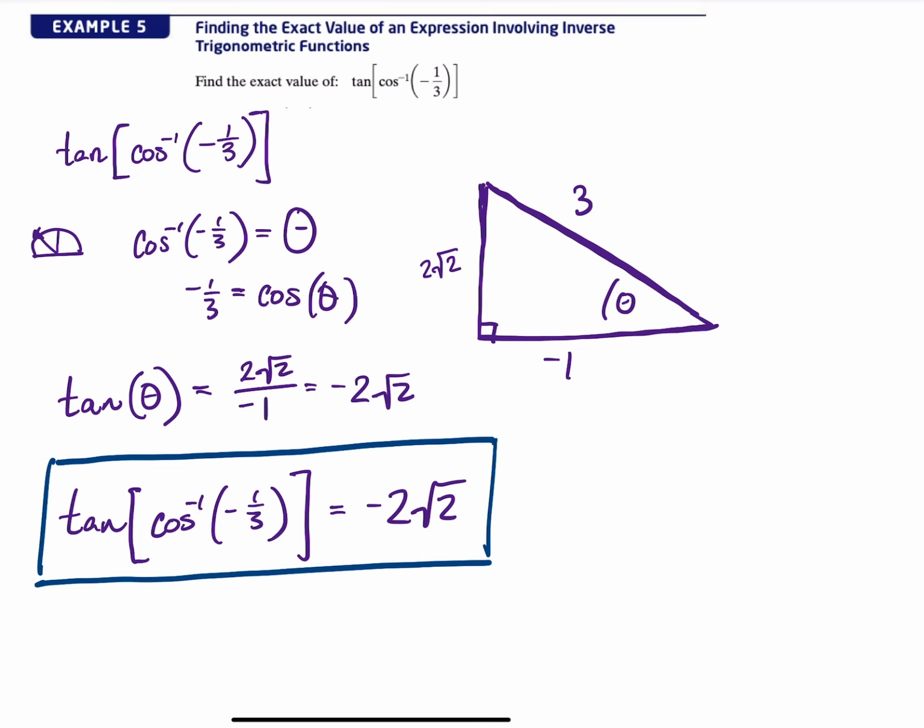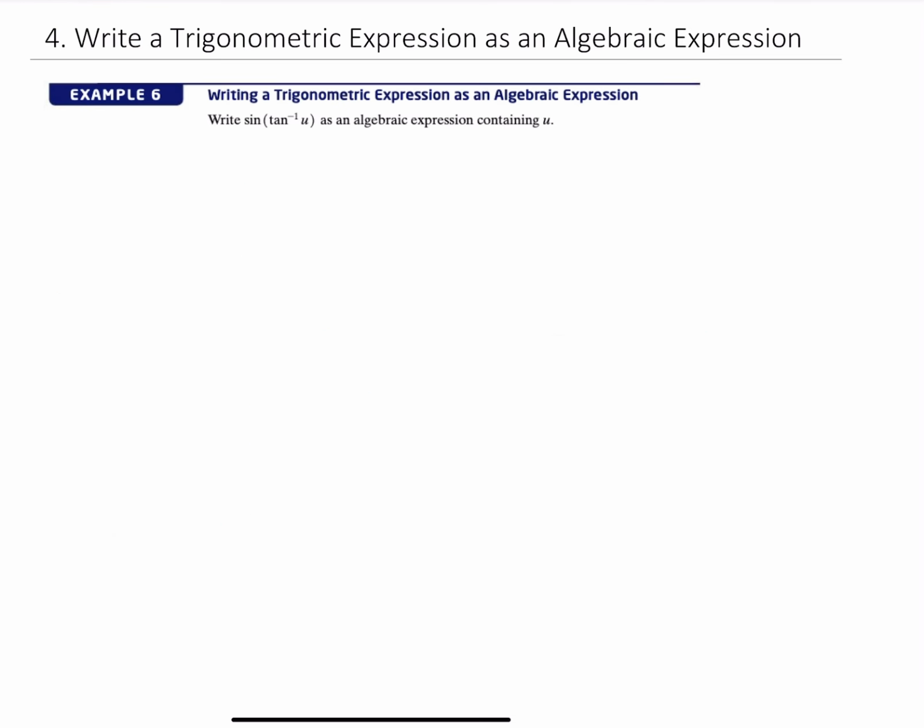Okay, the last section, they're calling this writing a trigonometric expression as an algebraic expression. So let's see what they mean. They want us to write the sine of the inverse tangent of some unknown angle u. I want to write this as an algebraic expression, meaning we want to write it being equal to something that doesn't involve a trig function.